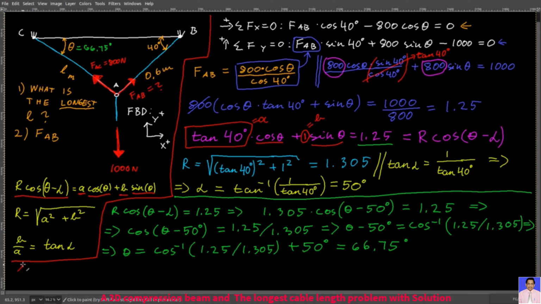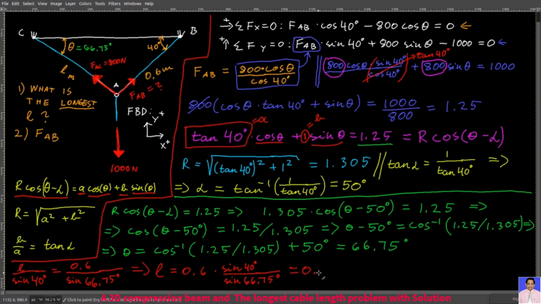So I will have L over sine 40 degrees equals 0.6 meters over sine 66.75 degrees. After some algebra, I will find that L equals 0.6 times sine 40 over sine 66.75 degrees. And that will give you 0.42 meters. So we have a length for this wire.